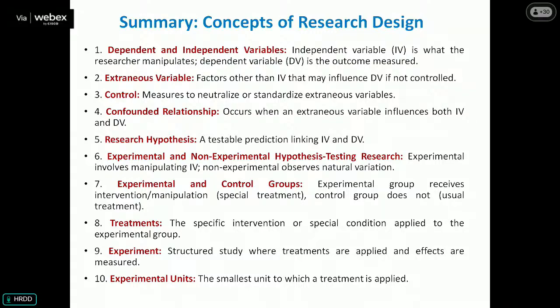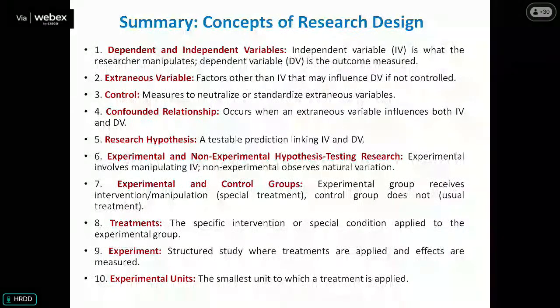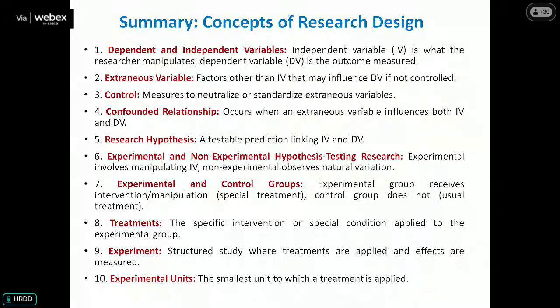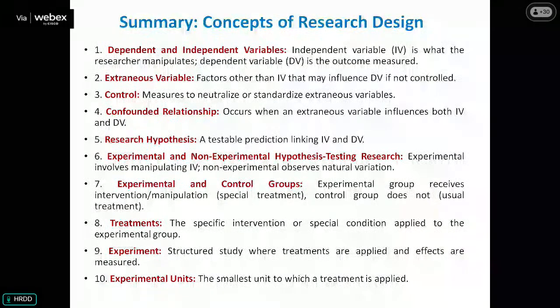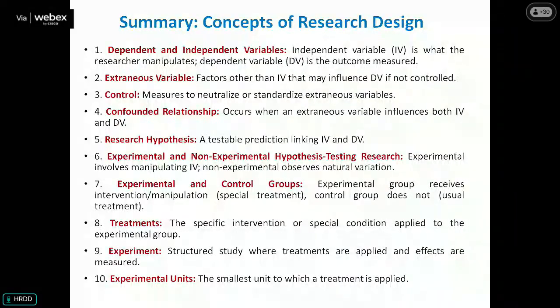Experimental research involves manipulating the independent variable, while non-experimental research observes the natural variation, but still you can get the research outcome. Experimental and control groups: the experimental group receives the intervention or the manipulation, while the control group does not receive it. The experimental group receives a special treatment while the control group receives the usual treatment.